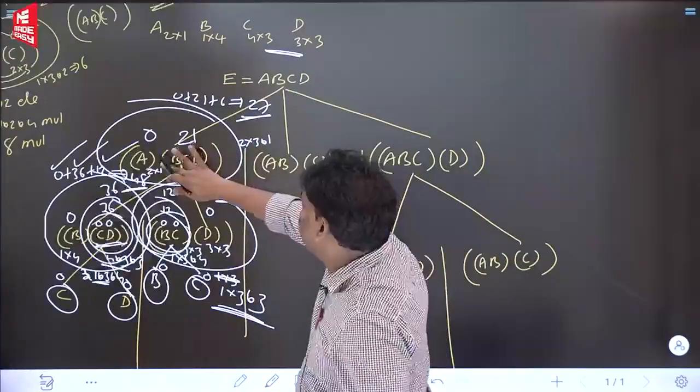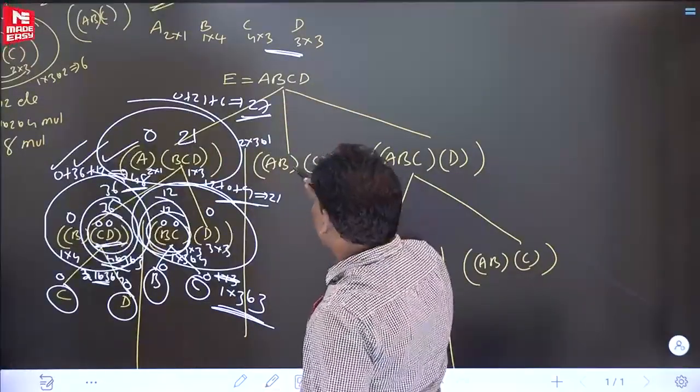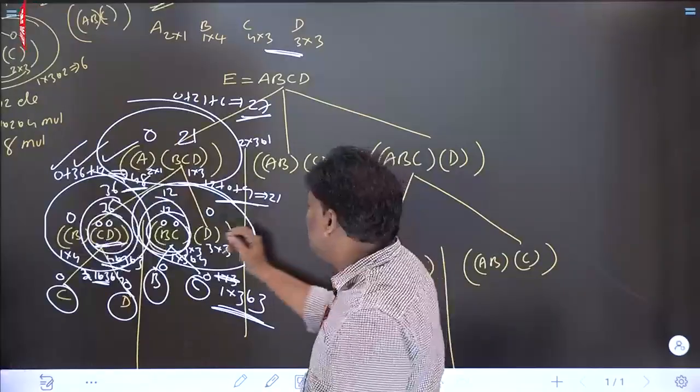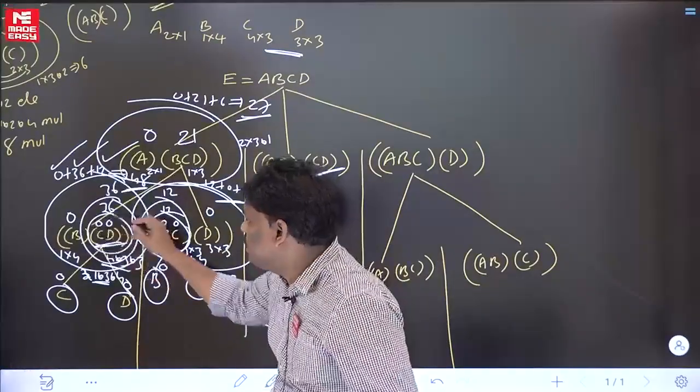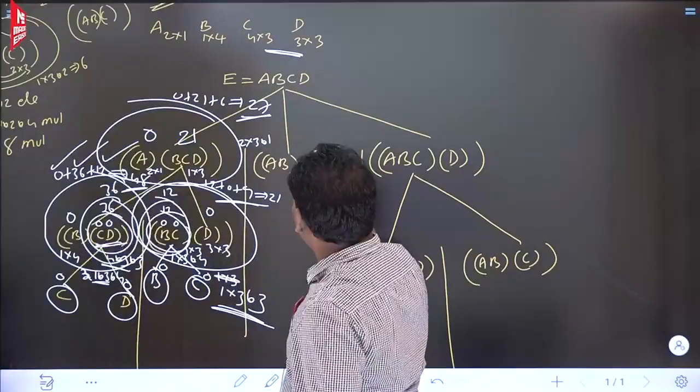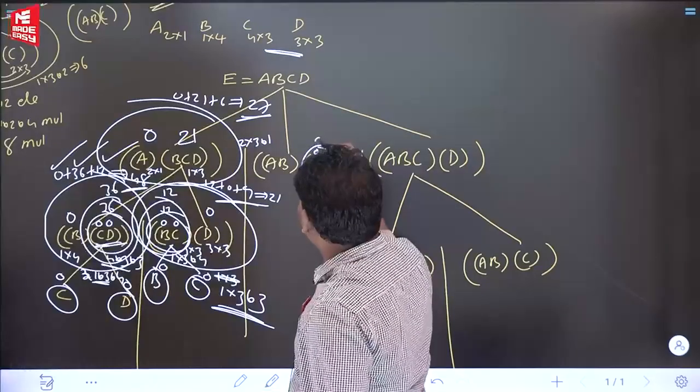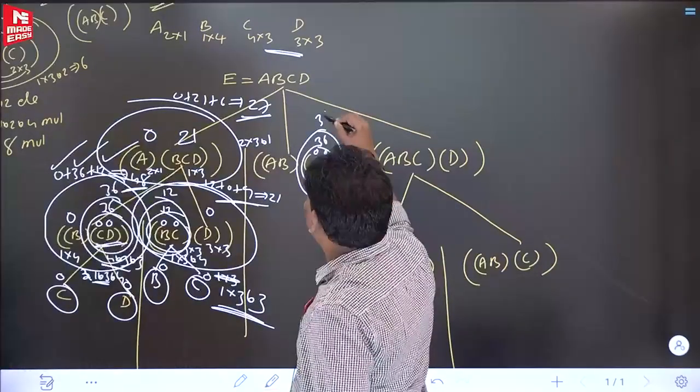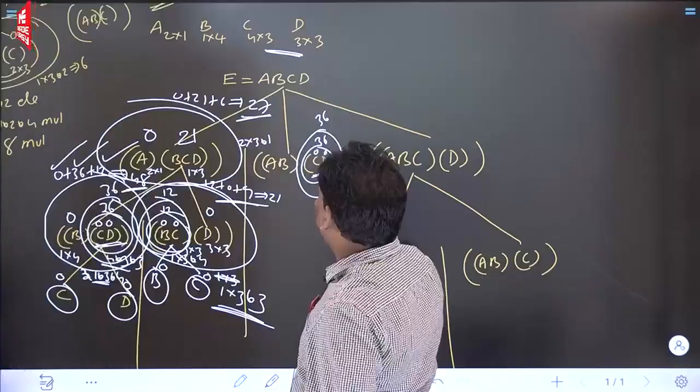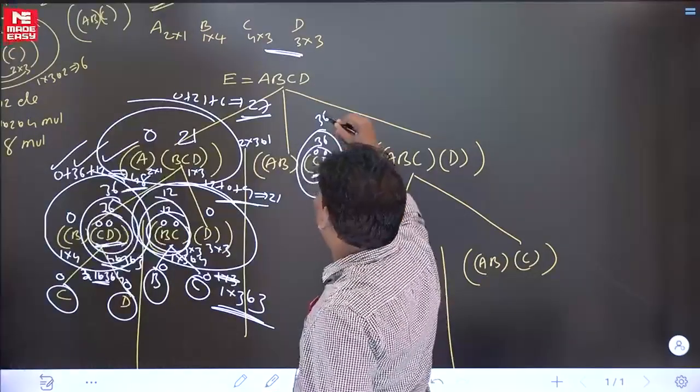One possibility I did, I got 27. One more possibility, AB into CD. I think CD you already did. What is the answer to get CD? 36. Because left 0, right 0, combined is 36, overall value is 36.